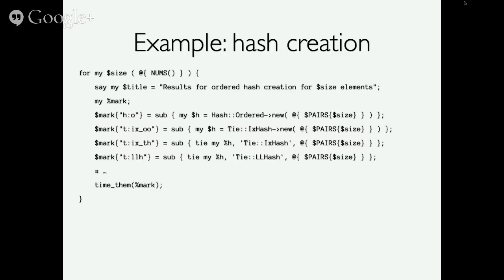So this is an example of benchmarking hash creation. I looped over the different sizes I wanted to test, the different scales. And then I set up the hash of values I wanted to run, and then ran it. For instance, this is just a subset. HO is hash ordered. And somebody just calls the constructor and passes in the data.